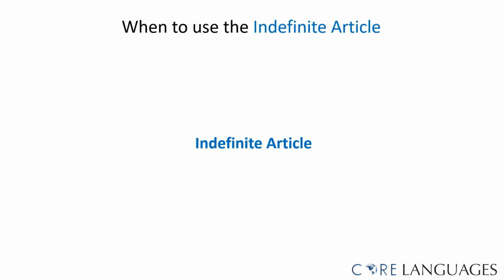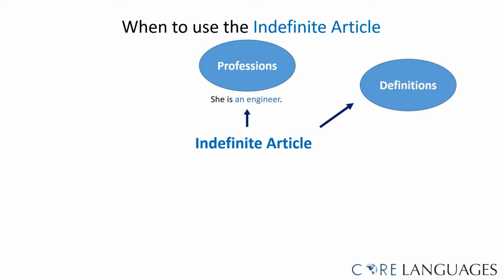In order to use the indefinite article correctly, we need to know when to use it. We use the indefinite article when we talk about professions or work. For example, she is an engineer. We also use the indefinite article when we give general or broad definitions about something. For example, an elephant is a large mammal.